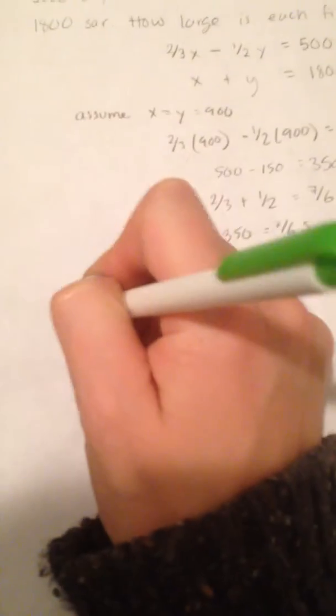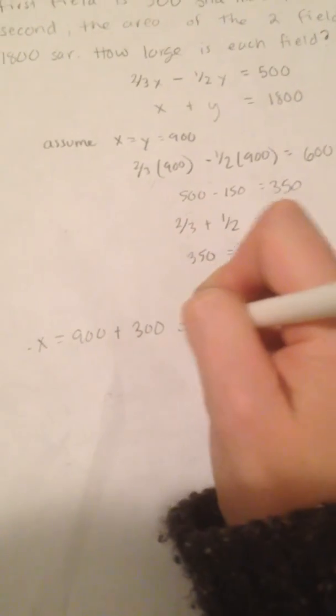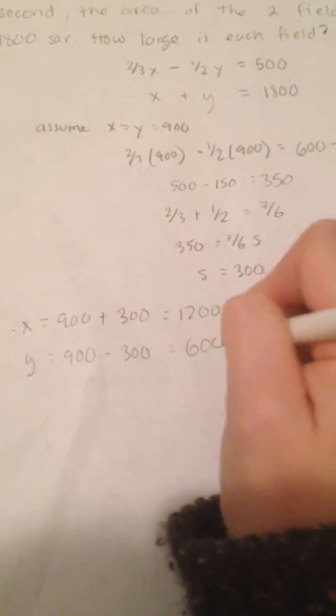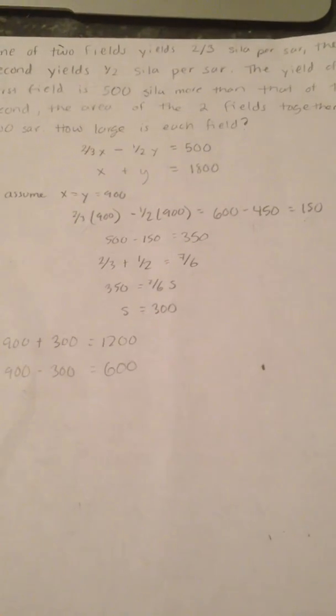So x equals 900 plus 300 equals 1200, and y equals 900 minus 300, which is equal to 600. And just to check our work to make sure that it fits the system of equations, we can plug that into both of these equations.